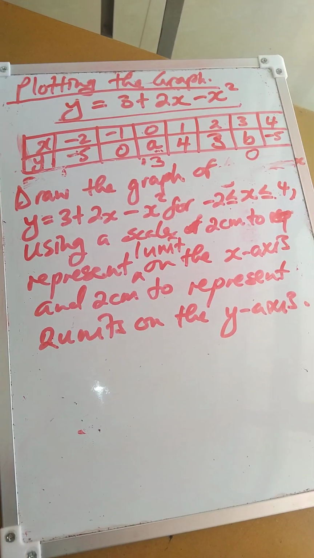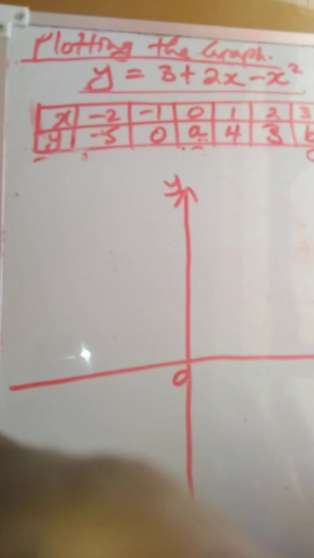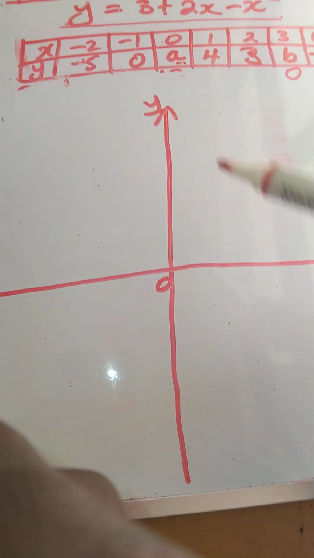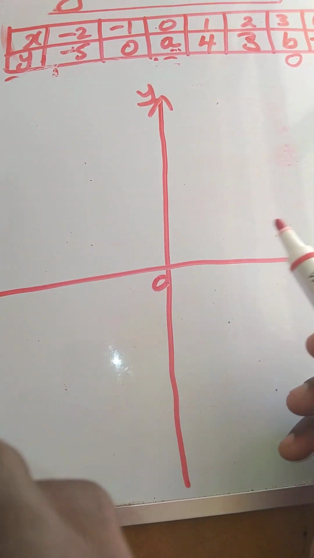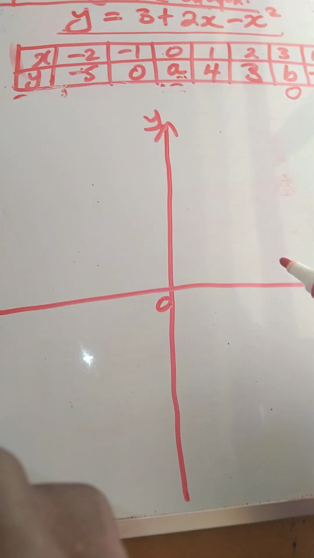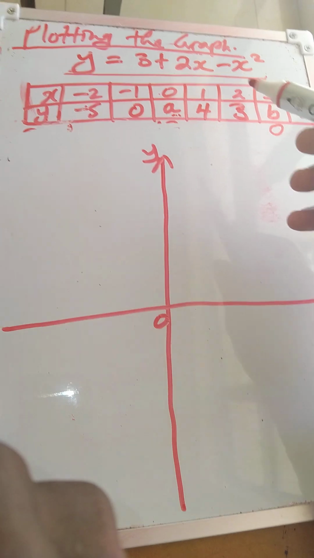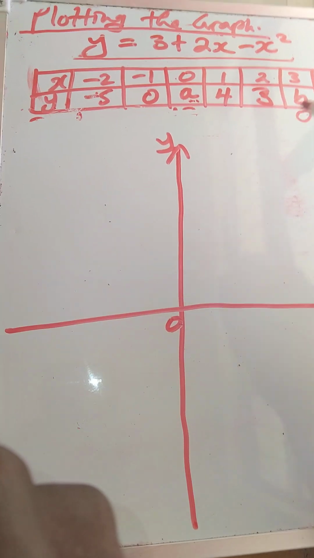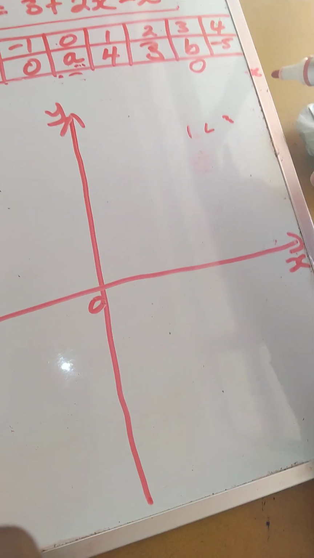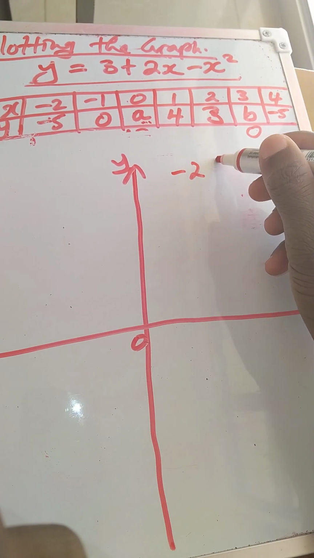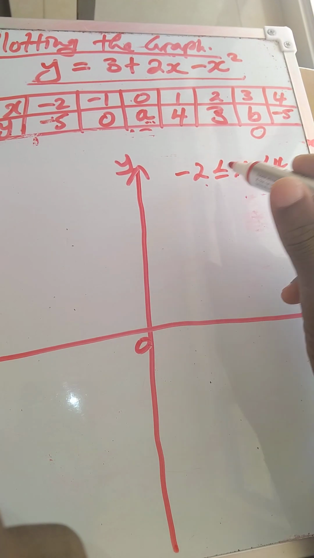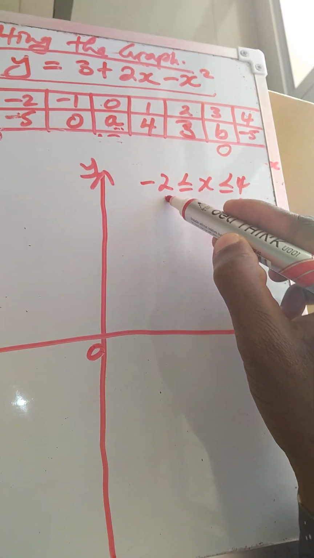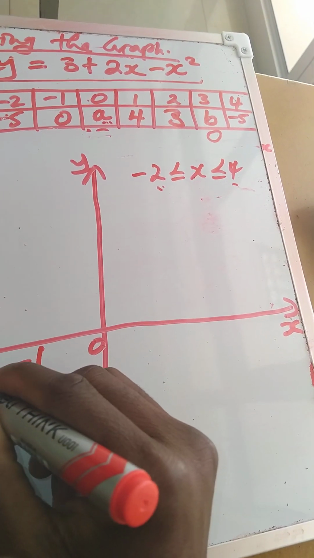Right, let us draw the graph. So first, before you start to draw the graph, draw the x-axis and y-axis, and put 0 where the y-axis and x-axis intersect. Now remember we were told 2 centimeters to represent 1 unit on the x-axis. 1, 2, 3, 4, but we have this range of values, negative 2 less than or equal to x less than or equal to 4. So on the negative side we stop at negative 2, so negative 1, negative 2.